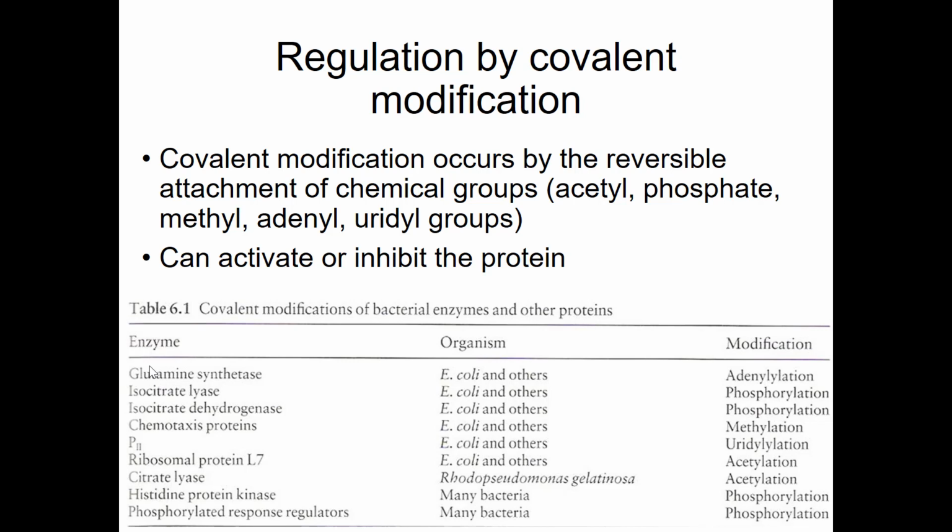So all of that was to go over allosteric regulation. Another type of regulation is covalent modification. So covalent modification occurs by the reversible attachment of chemical groups, for example, an acetyl group, a phosphate group, a methyl, adenyl, or uridyl group. And these can be used to activate or inhibit the protein. And we've talked about a couple of examples of these in class, and we will talk about more later in the semester.